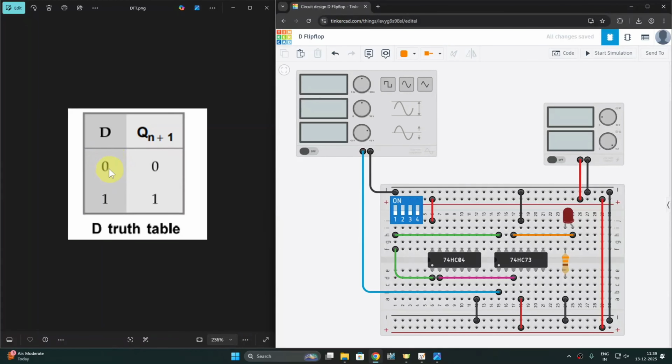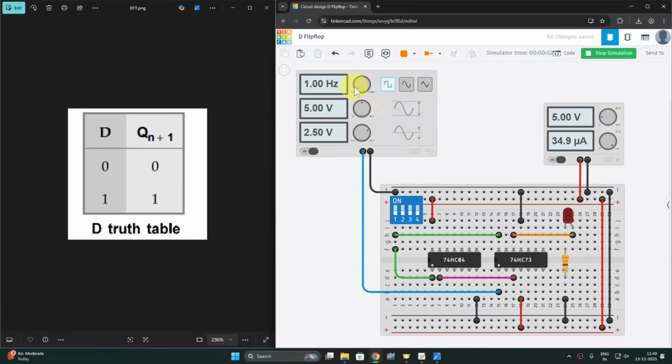From the table we can find that when the input is 0, the output must be 0, and when the input is 1, the output must also be 1. It means the input is the same as the output. So therefore this flip-flop is also called a delay flip-flop, meaning we will not get any change in the output. It is the same as the input. Okay, so let's start the simulation.